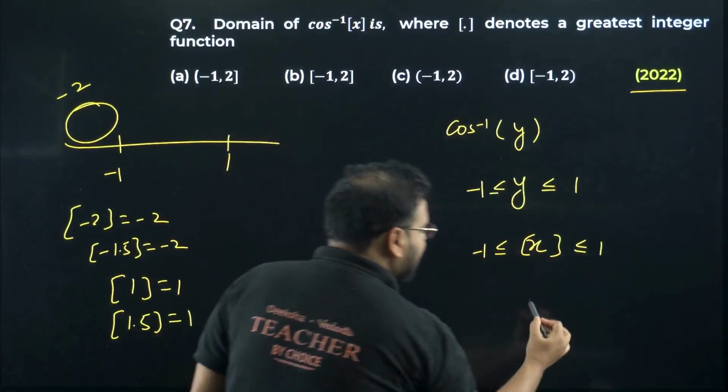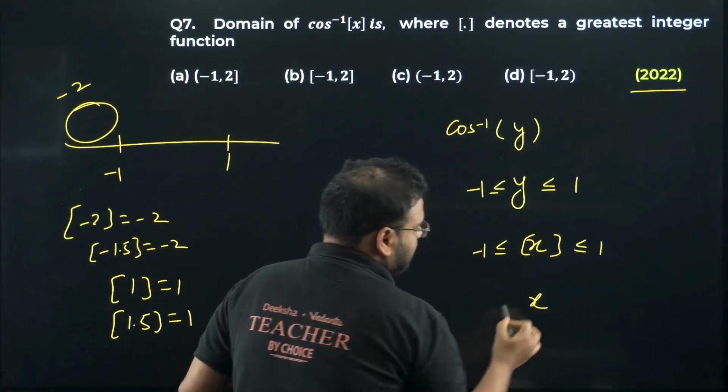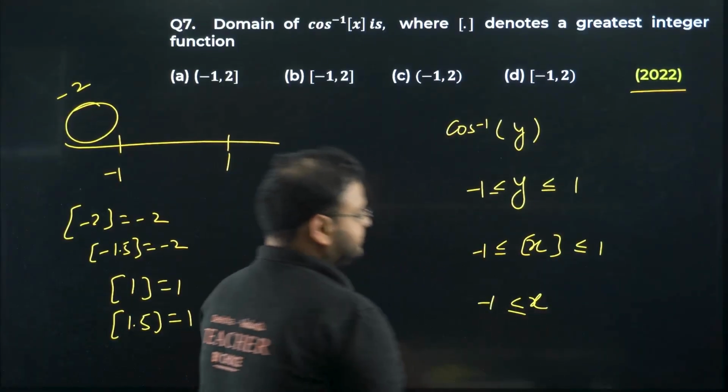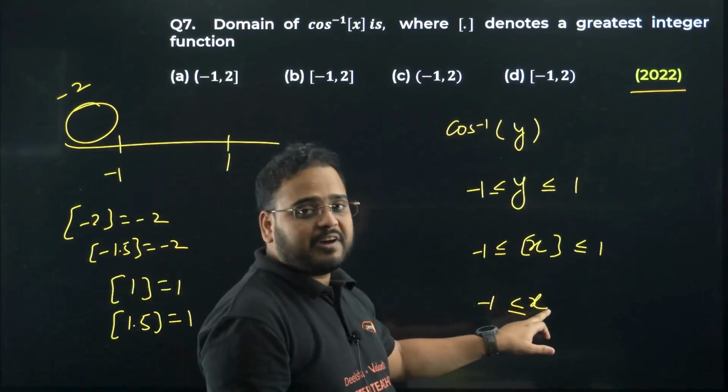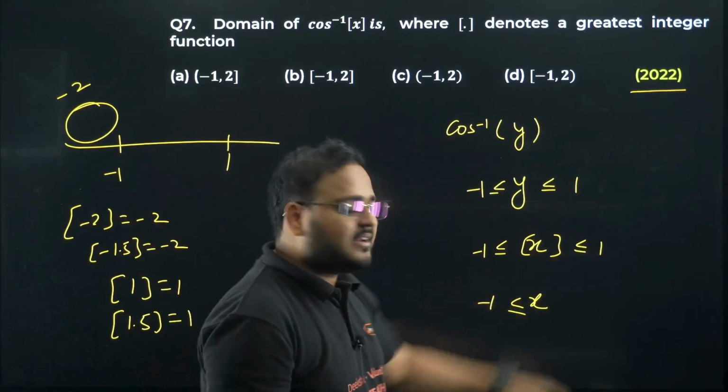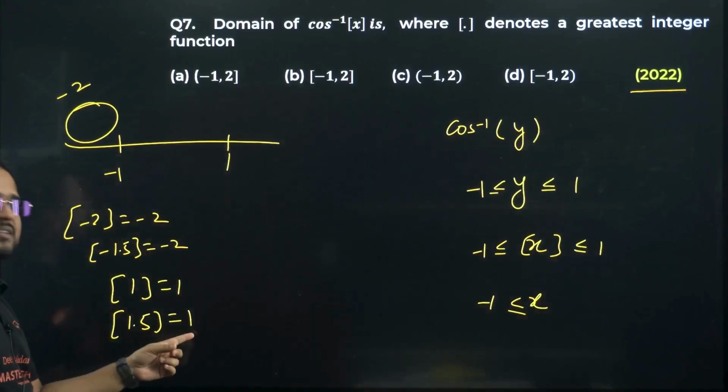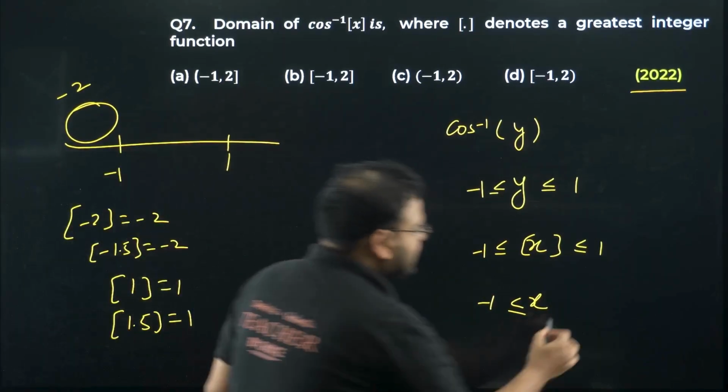It means x can lie between, check this out, from minus 1. If I write 1.5, what is the answer? If I put x as 1.5, I will get the answer as 1 only, right? So should I write this as 1.5?